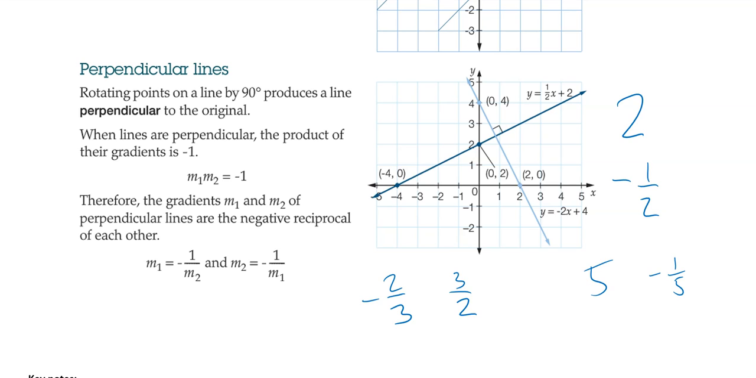Question? No? Doesn't make sense? Oh, it does, okay.